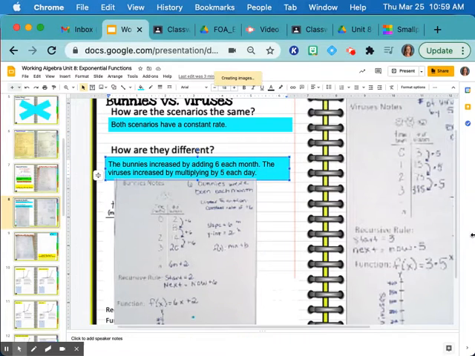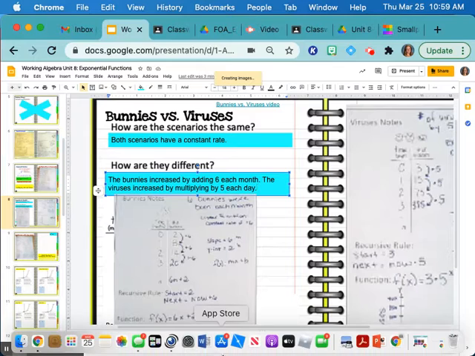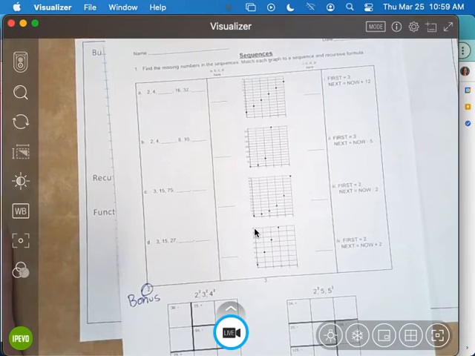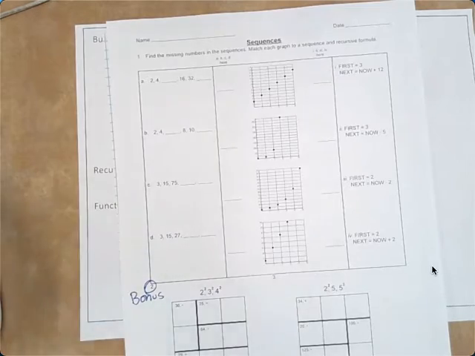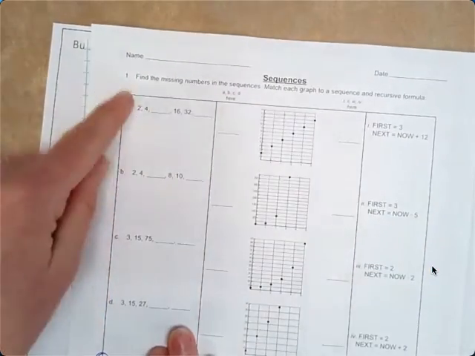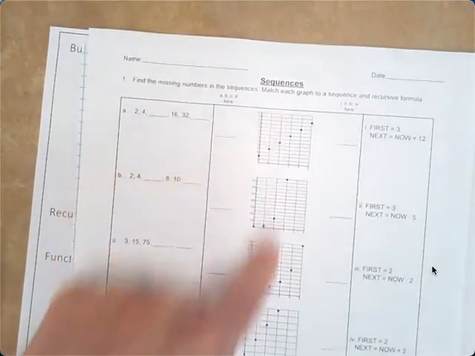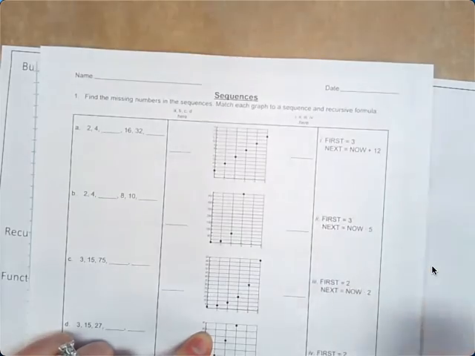So make sure that you have your digital interactive notebook updated. And let's look at the assignment for today. Number 2 will be bonus. Number 1, this is all together. So you would look at the sequences, the graph, and then this is our recursive formulas.